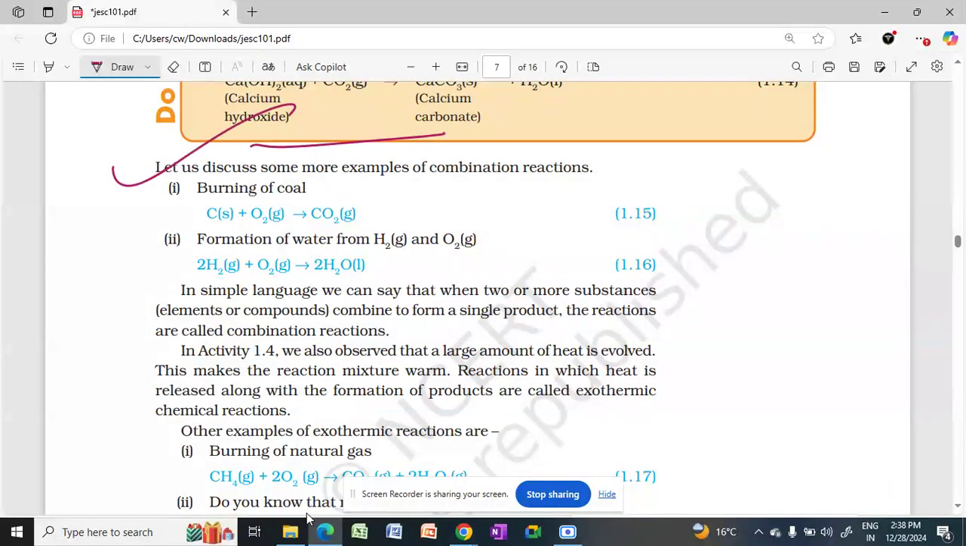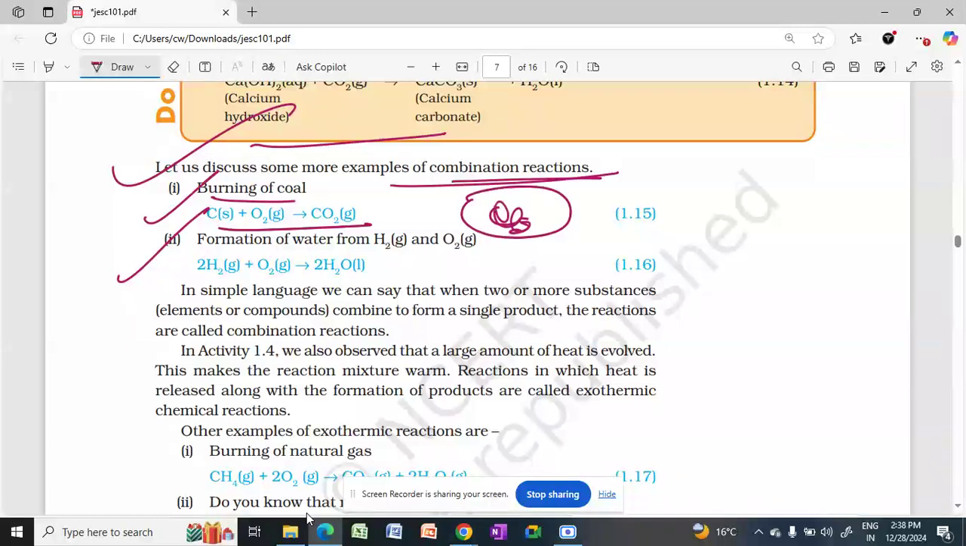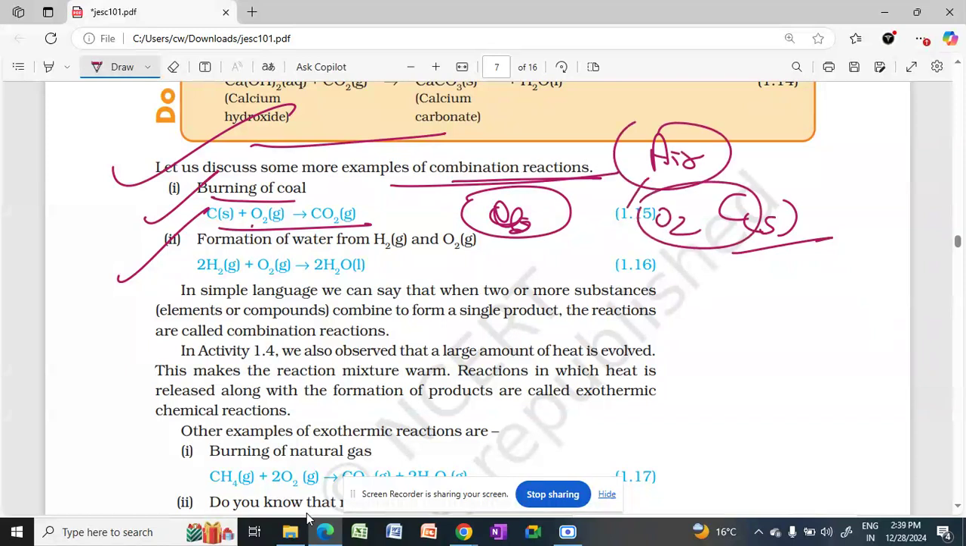Next, some few examples are given. Just see these also. Let us discuss some more examples of combination reactions. First, you can see the burning of coal. That is carbon in the solid form, that is our coal. When it is burnt, obviously our air contains oxygen, O2, oxygen gas. So it will give you CO2.